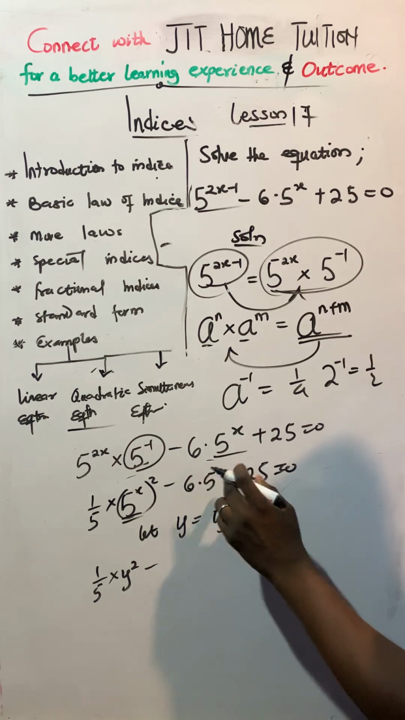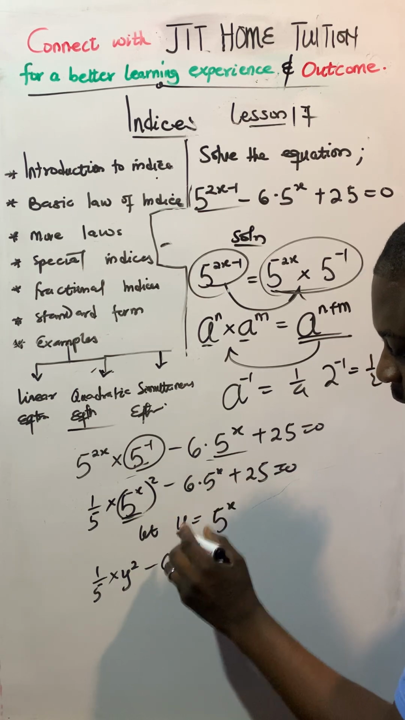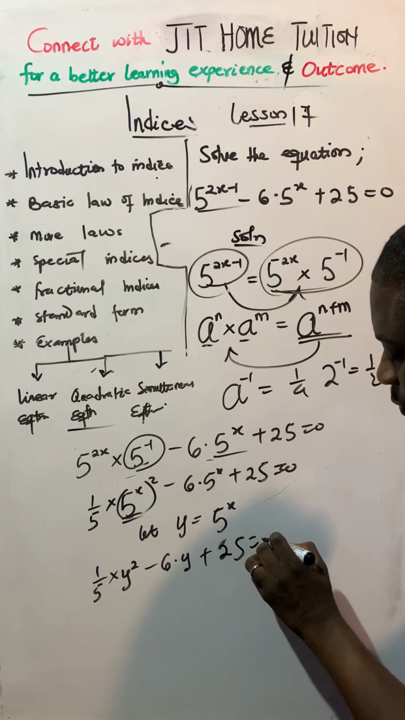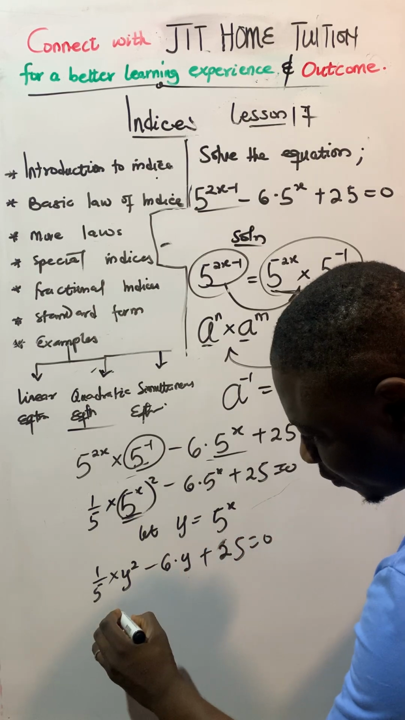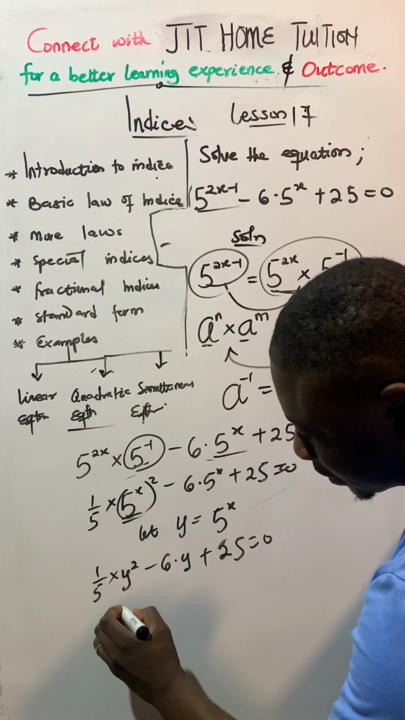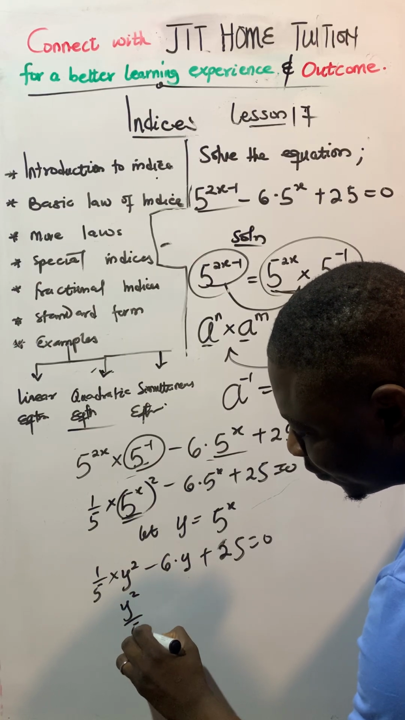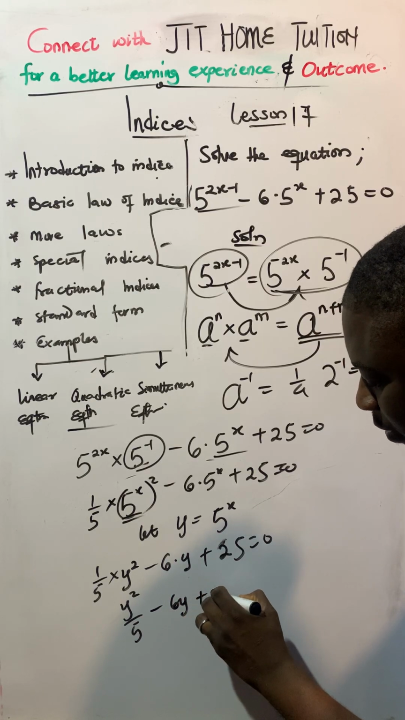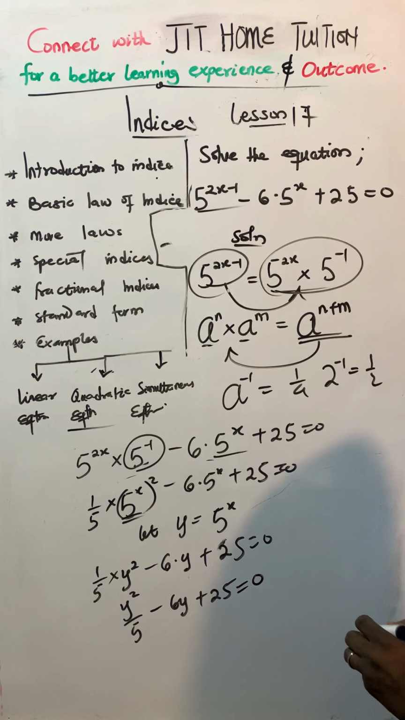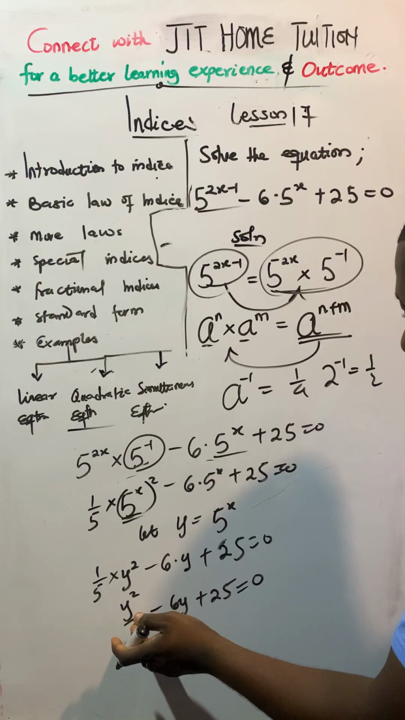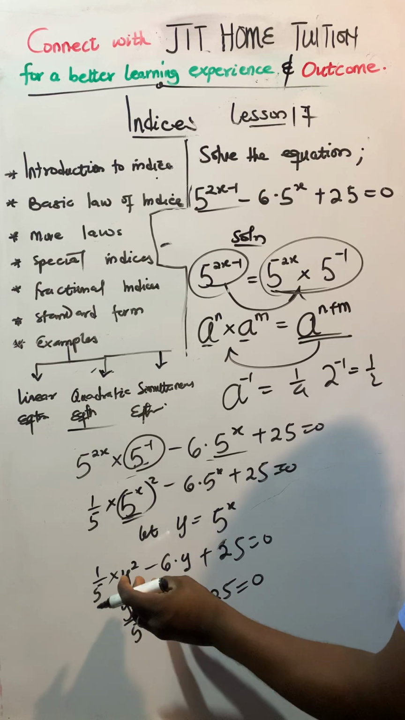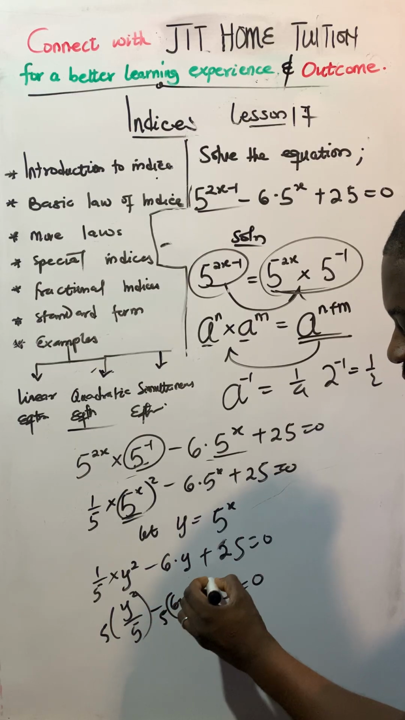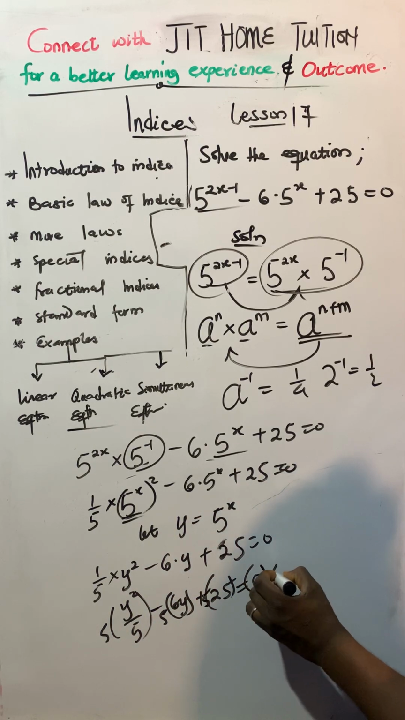Then this one, because they are multiplying, you have 6 times y plus 25 equal to 0. So from here you have 1 over 5 times y squared, or y squared on 5, minus 6y plus 25 equal to 0. Now watch it. You have a denominator here, so you are going to multiply through by 5 on each term. This side is 5, this side is 5, this side is 5, even this side is 5.